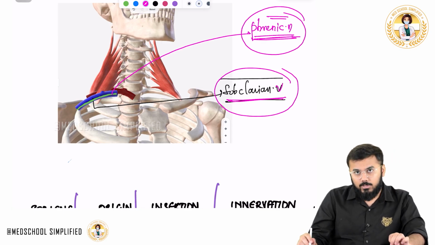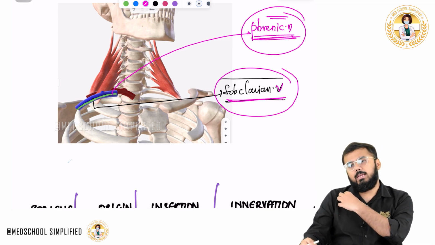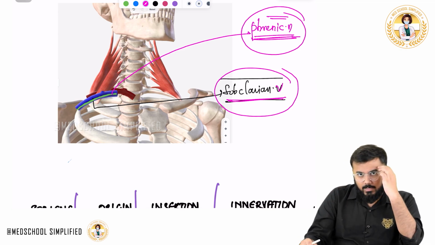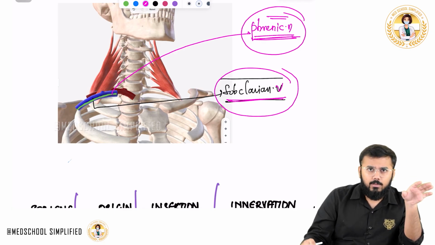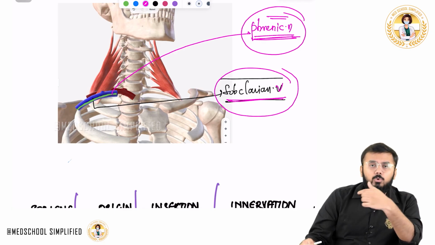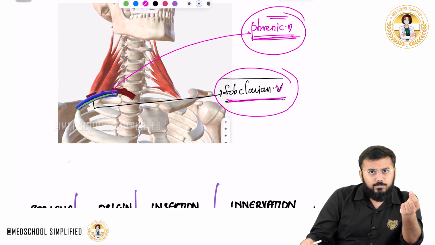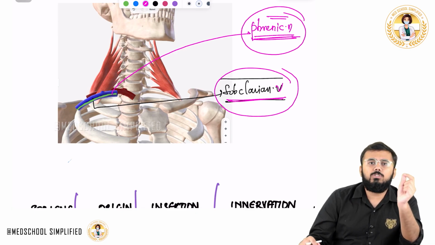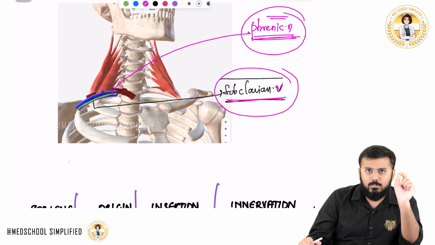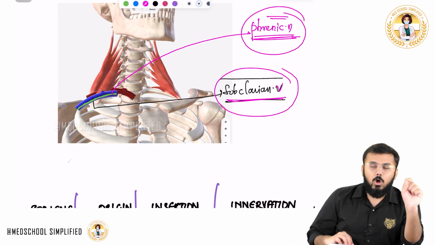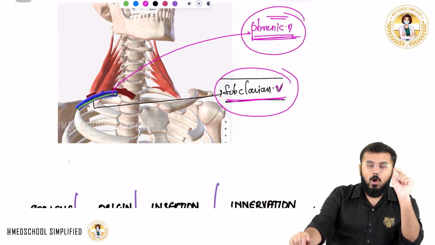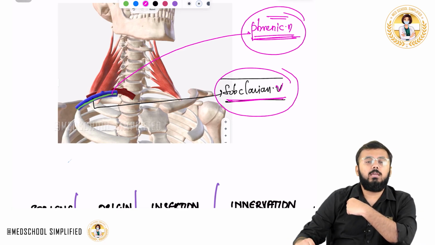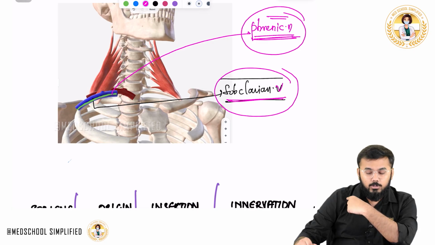Now, why am I telling you this? Whenever you are doing any kind of upper limb surgeries, at that time you need to give anesthesia. Where will you give the anesthesia? You will give such type of anesthesia called blocks. Where is the block you give? You give a block in between the scalene muscles, right? So that block which you are giving here is called interscalene block.